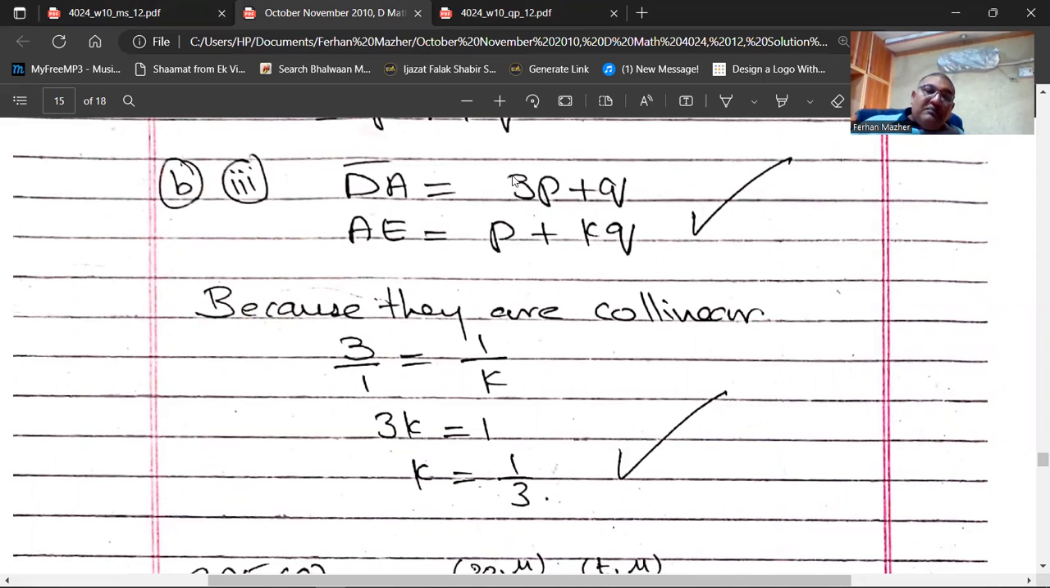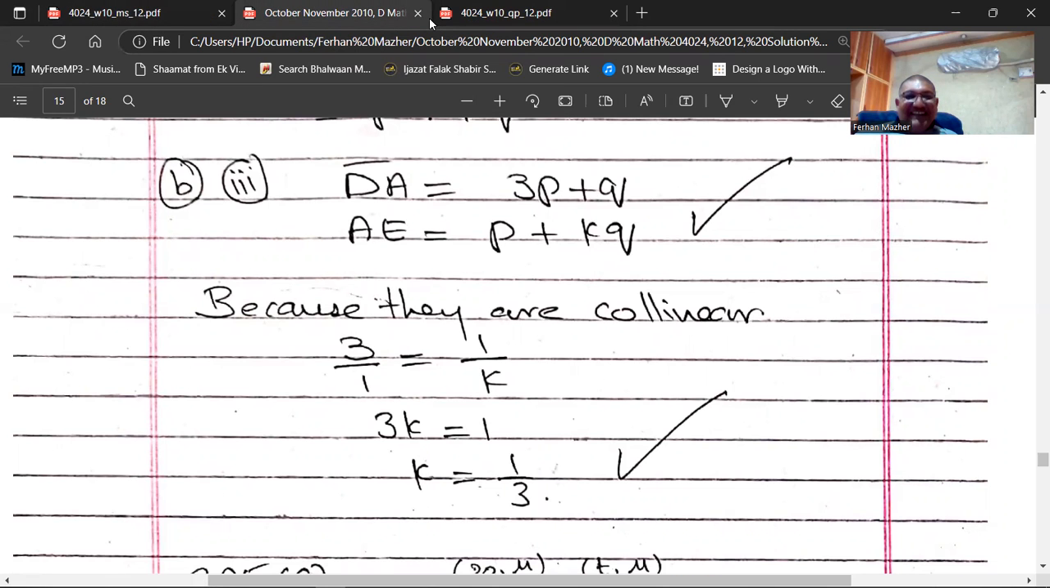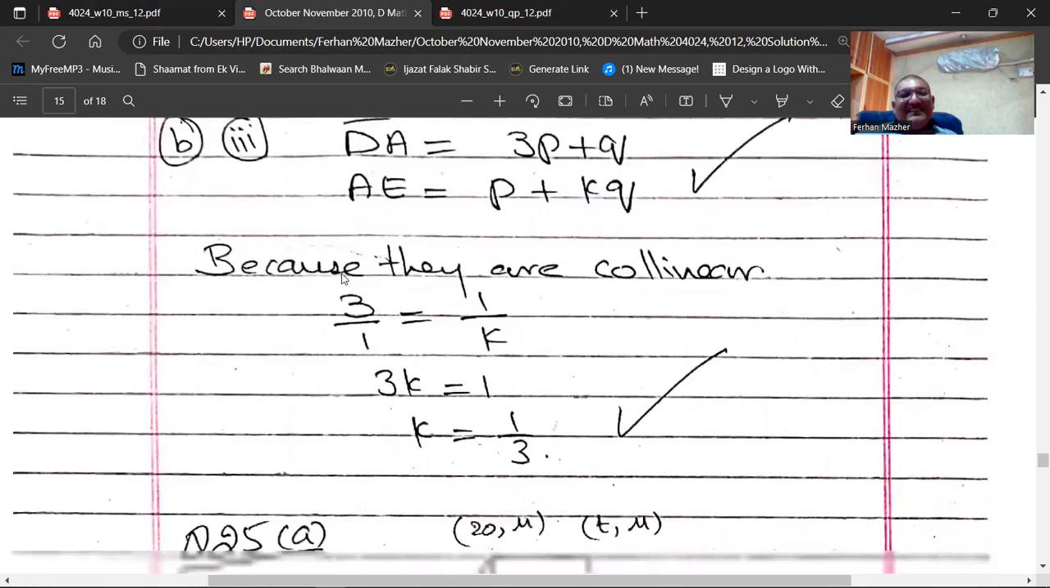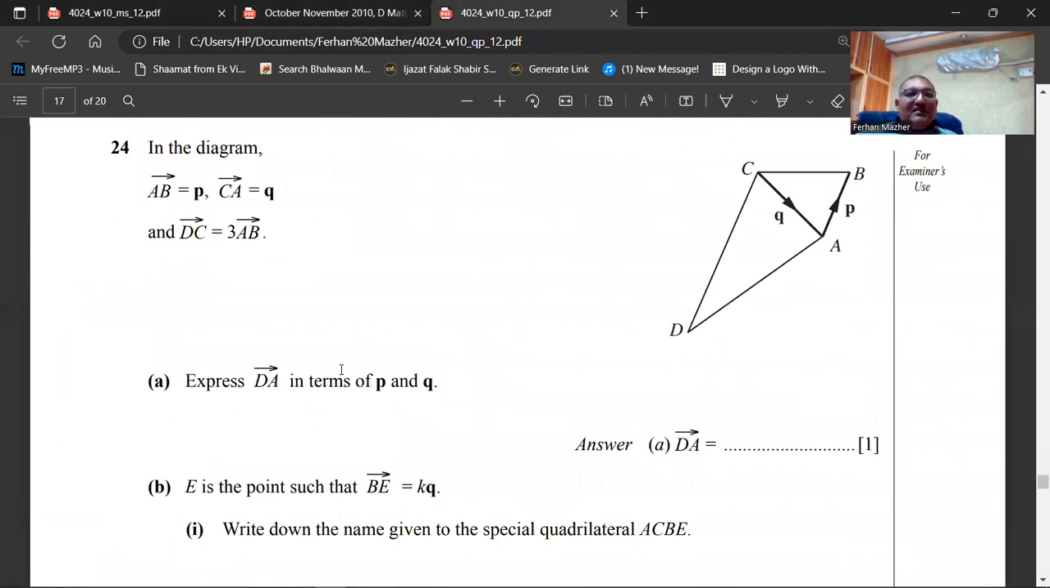So 3 by 1 will be equal to 1 by K. The ratio of the coefficient of P and the coefficient of Q will be the same because they are collinear. So cross multiply, 3K is equal to 1. So K will be equal to 1 by 3. Very tricky thing. Hopefully you understand. That was question number 24.